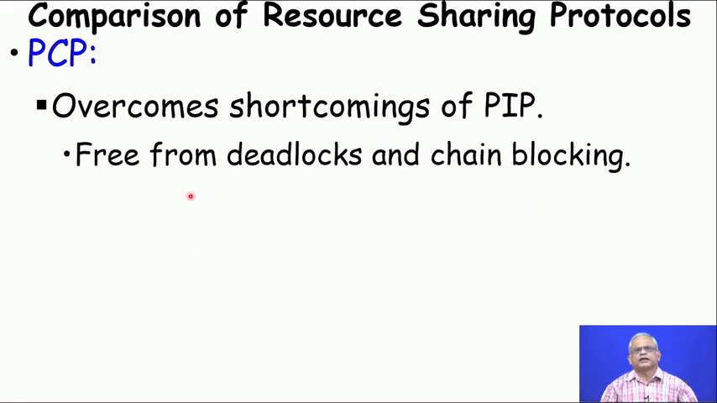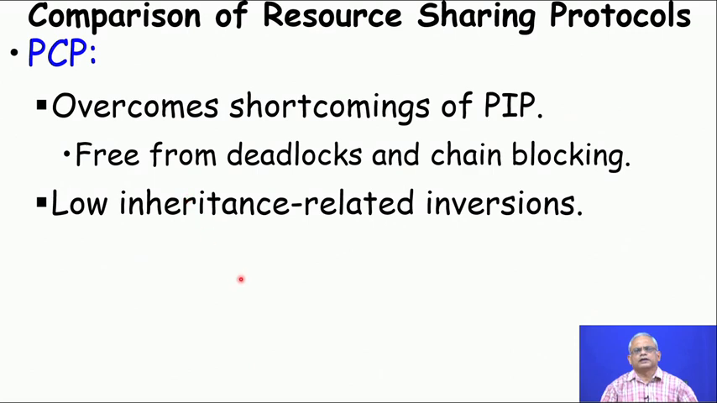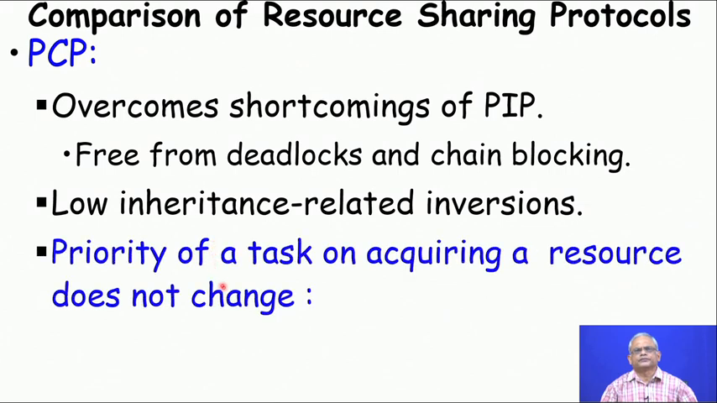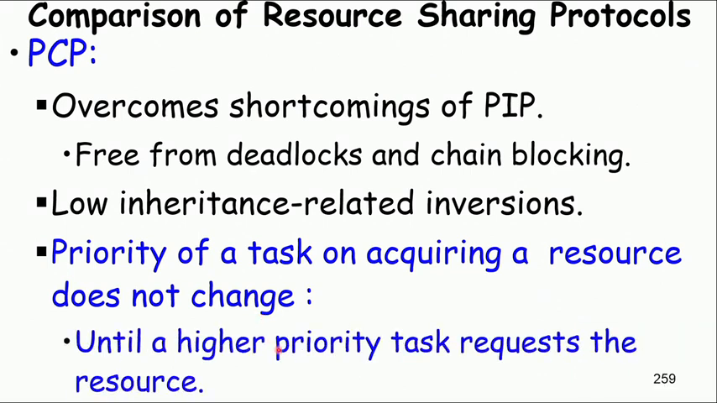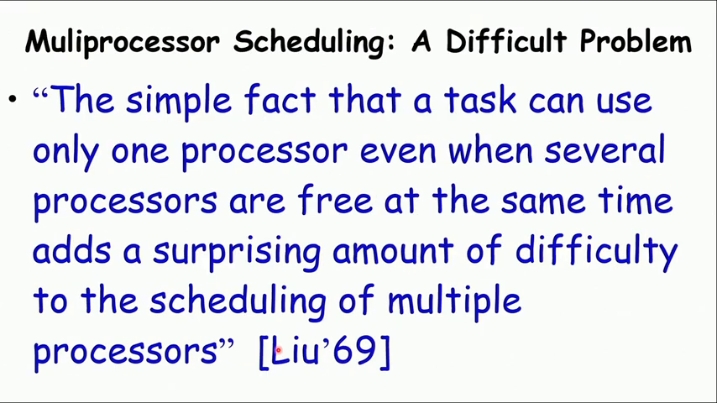It is free from deadlock and chain blocking, and in contrast to the highest locker protocol, the inheritance related inversions are really low here. The main reason is that the priority of a task on acquiring a resource does not change until a higher priority task requests the resource. Now, with that discussion, let us conclude our discussions on resource sharing among real time tasks.